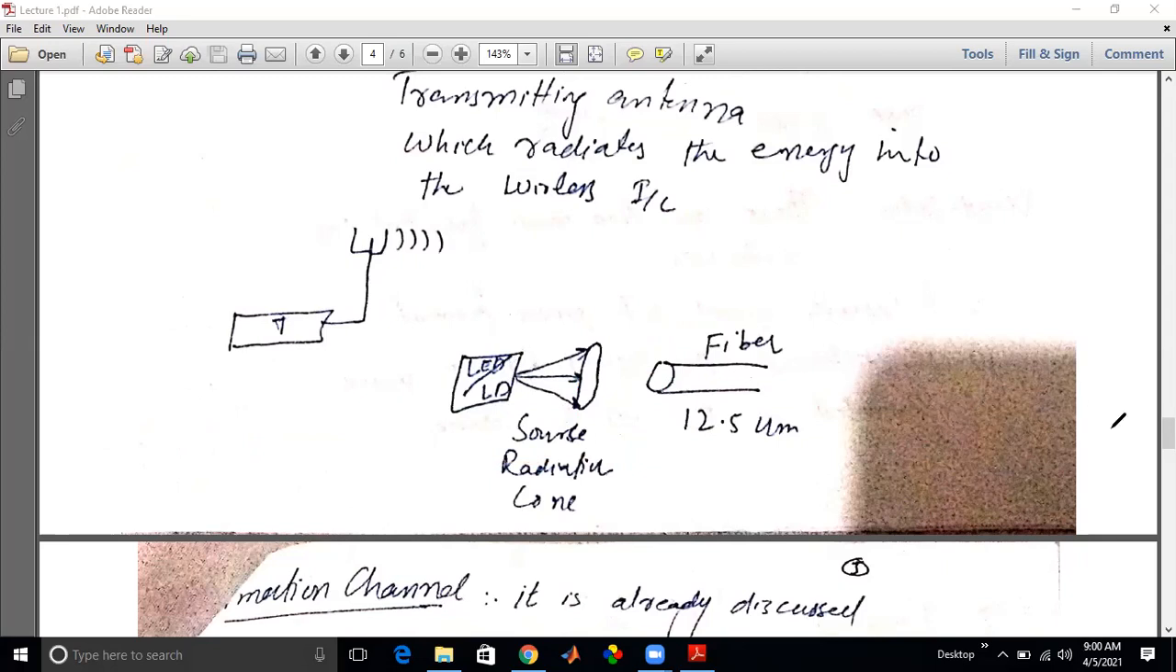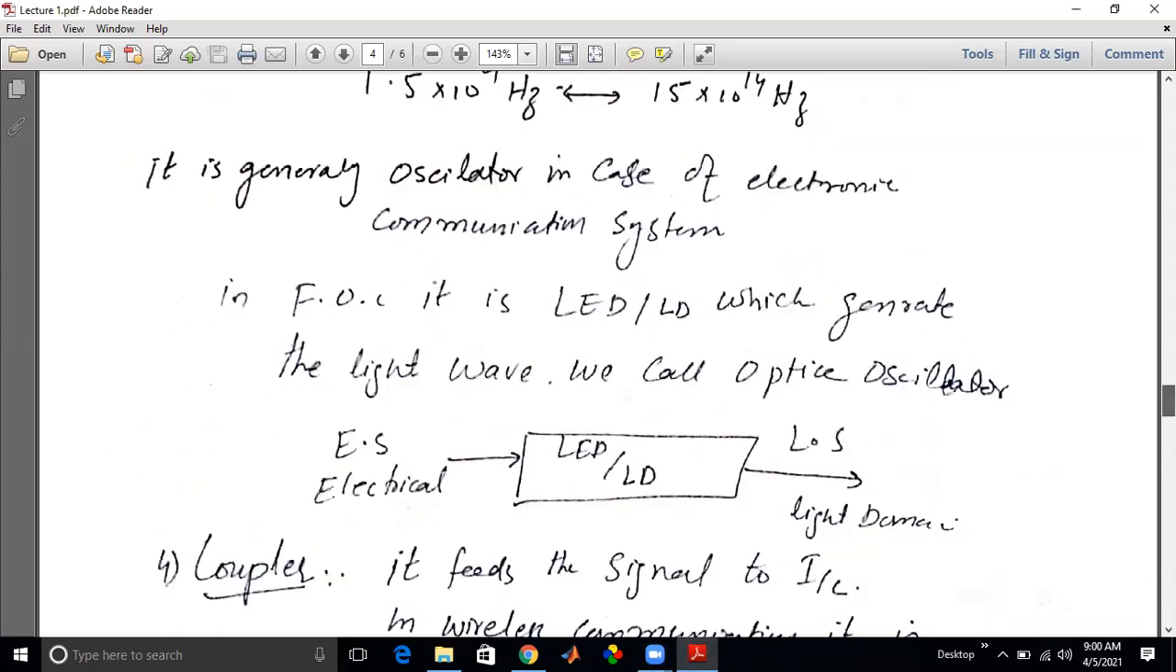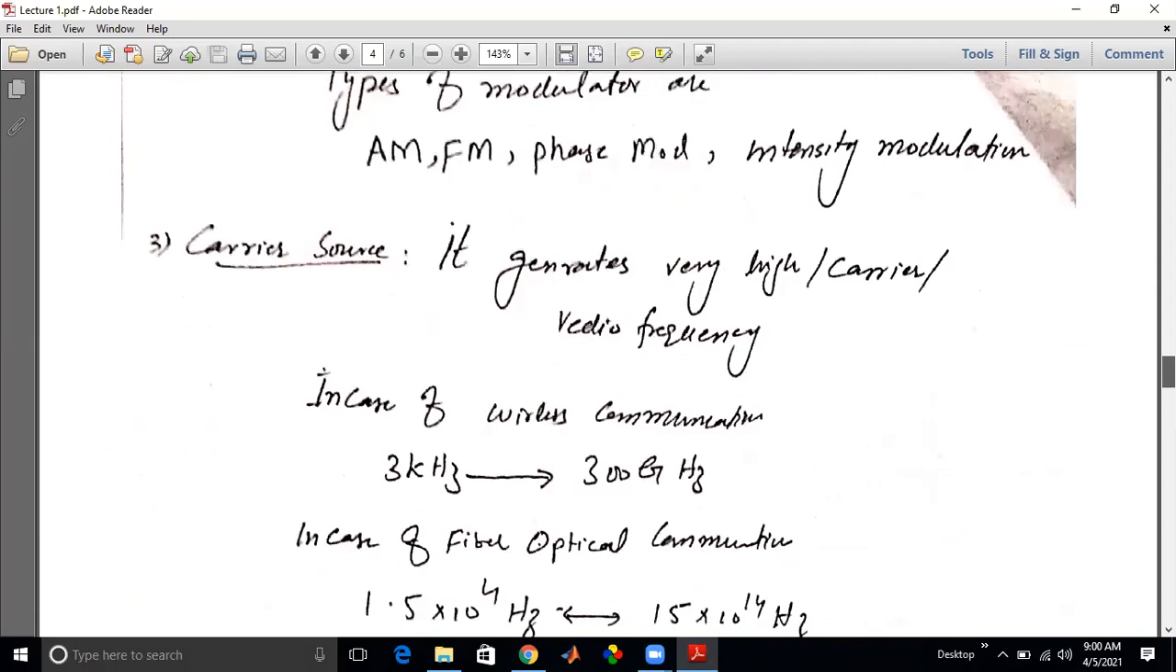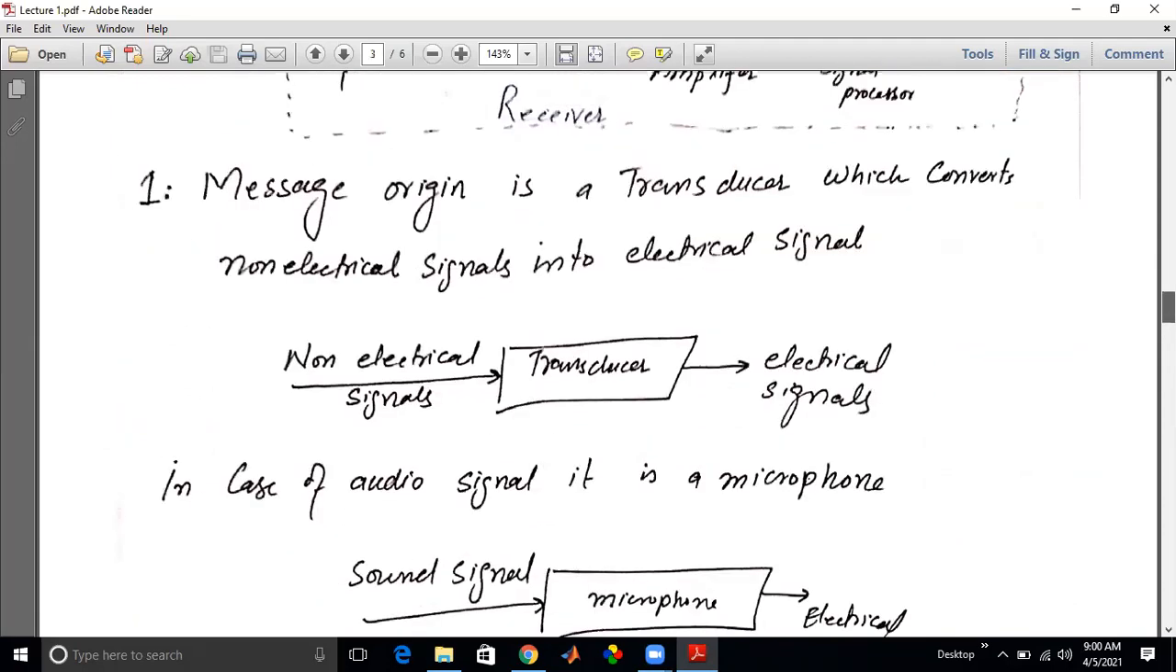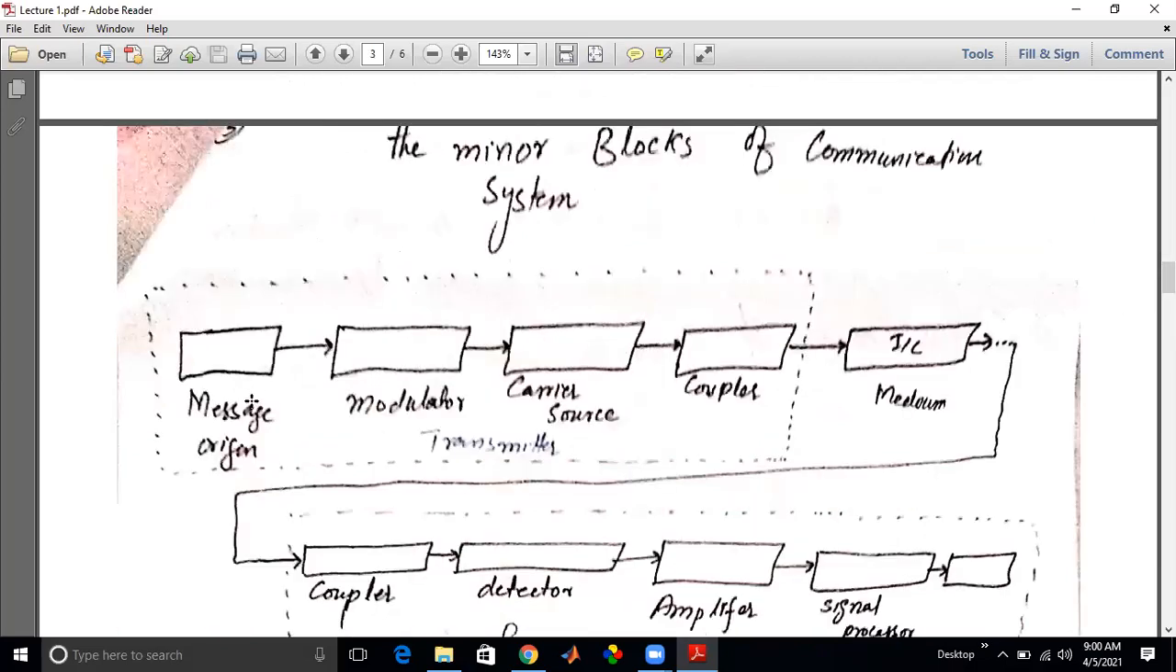So these are the four minor blocks of the transmitter: message origin, modulator, carrier, and coupler. The message origin will generate the message, and it will be a transducer. It will convert the audio signal into electrical, an image into electrical, that is, non-electrical to electrical. The modulator will have two functions: convert into a proper format to pass through the medium, and impress the signal on the carrier source generated signal.